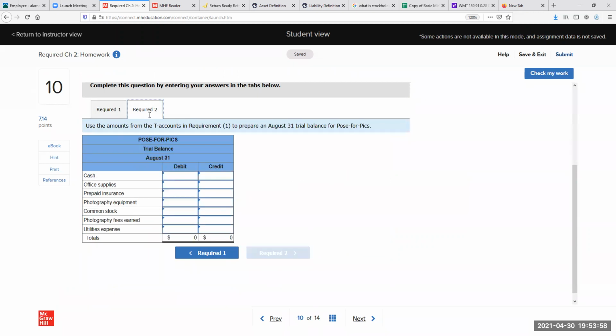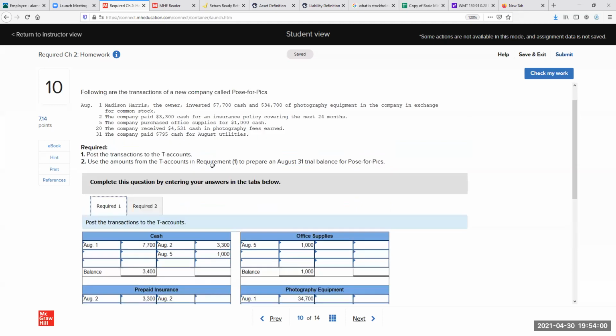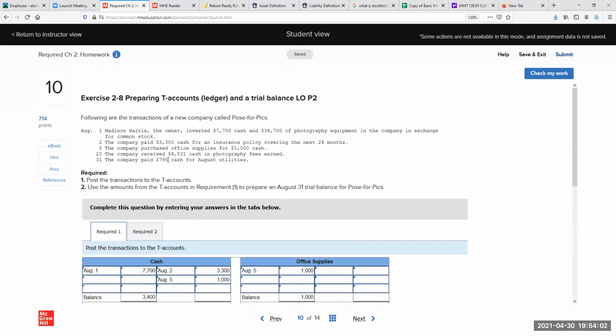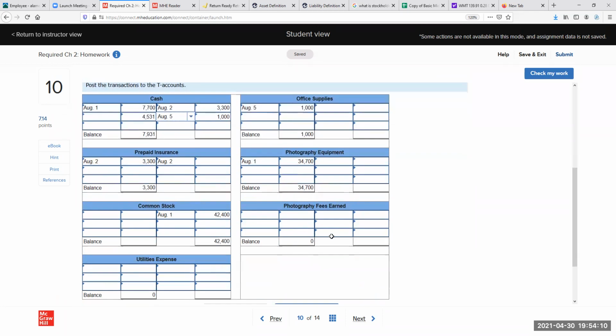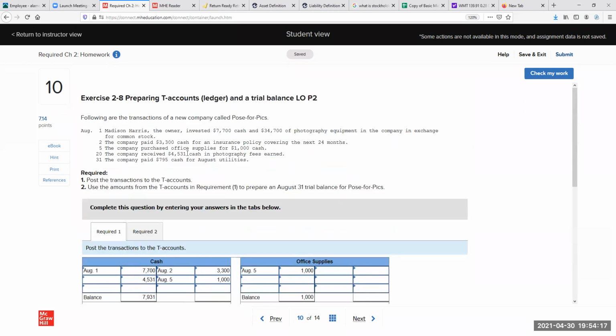Now, is anything happening there? No, we're going to have to do something. That's why it's not showing up. It wants us to. Now here, the company received 4,531 cash, 4,531 for revenue. So what date? What was the date though? I need to put the date.